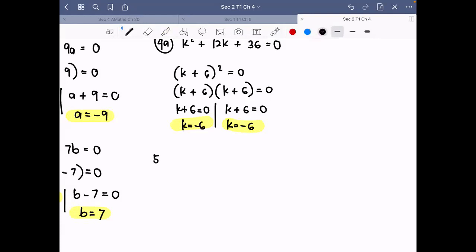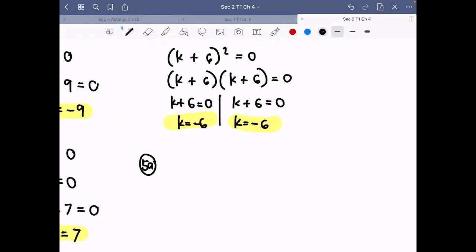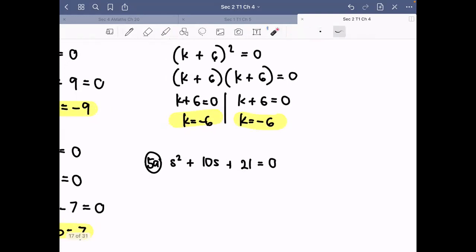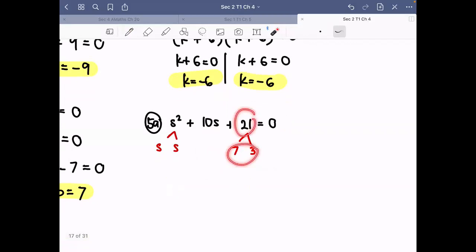So for 5a, we got s squared plus 10s plus 21 equals 0, okay? So as you can see, 21 now is not a perfect square. So therefore, we can only solve this by guess and check, okay? So we factorize s, so you have s and s. And then, how do you factorize 21? Factors of 21, sum of 10. So those are 7 and 3, okay? So that's it. 7 times 3 is 21, 7 plus 3 is 10. Okay, so that's it. We're correct.